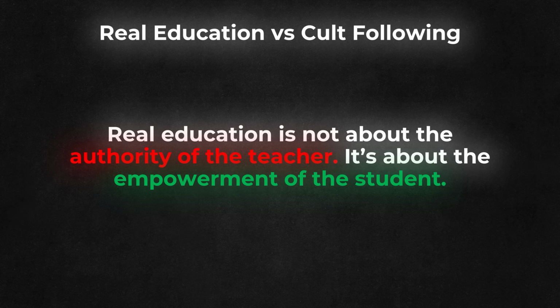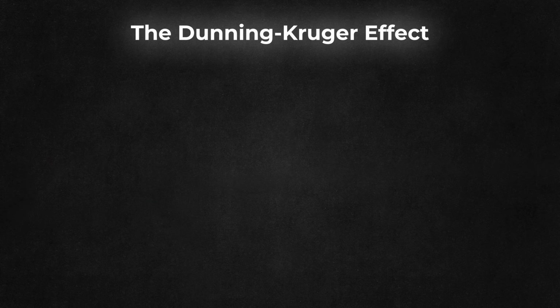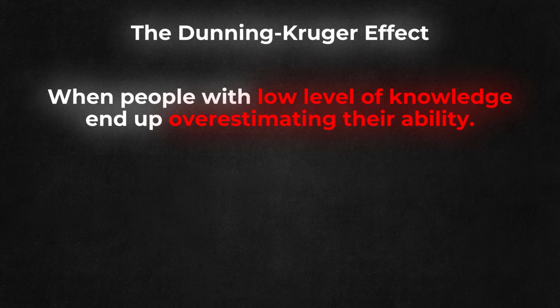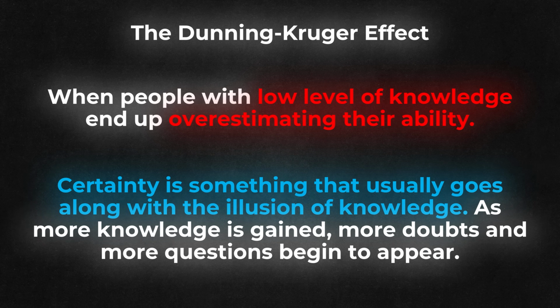New retail traders suffer from massive cases of the Dunning-Kruger effect, which is when people with a low level of knowledge end up overestimating their ability. These traders learn the word liquidity and they immediately feel like geniuses, without even understanding what liquidity means in a lot of cases. Certainty is something that usually goes along with the illusion of knowledge. As more knowledge is gained, more doubts and more questions begin to appear.